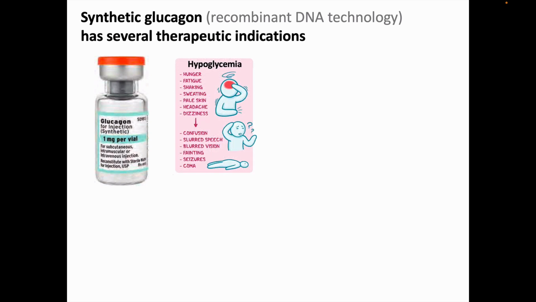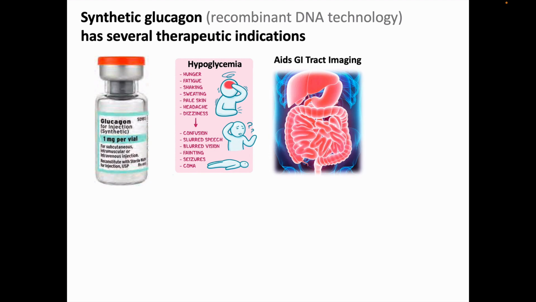Since glucagon is a glucose agonist, it can be used to treat hypoglycemia. Glucagon is also used for various gastrointestinal imaging and procedural indications. Those are glucagon's FDA-approved indications, but it's also used for helping to dislodge esophageal food bolus impactions.